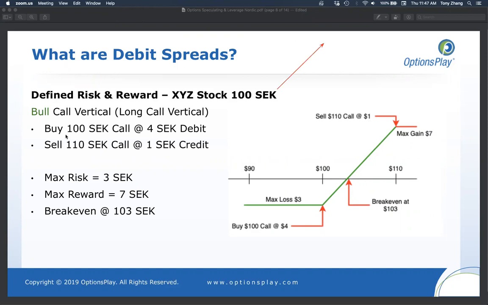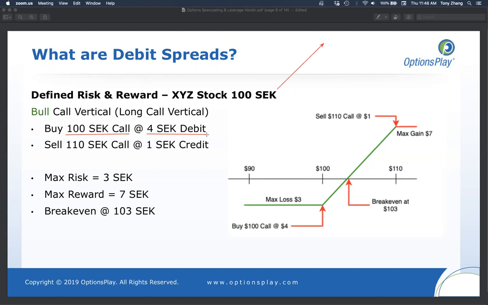I'm going to buy the same 100 crown call, and I'm going to pay 4 crowns for it. But remember, when we said previously, when we buy a call option, we have unlimited gains to the upside. So as long as the stock keeps going higher and higher, I will keep making more and more money. However, if you remember, a call option has an expiration date.